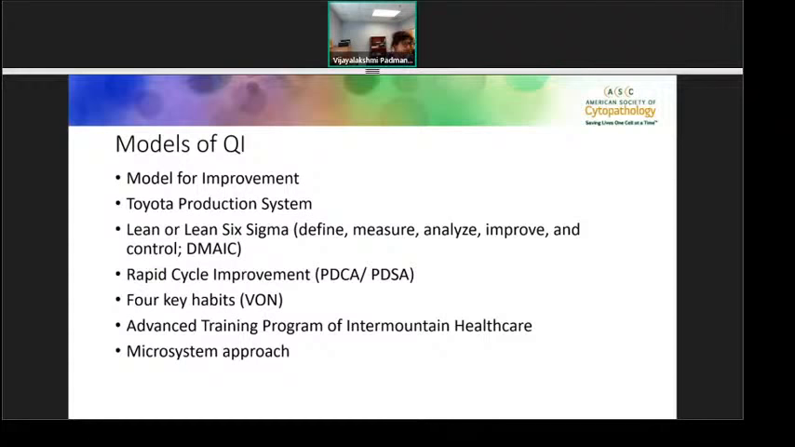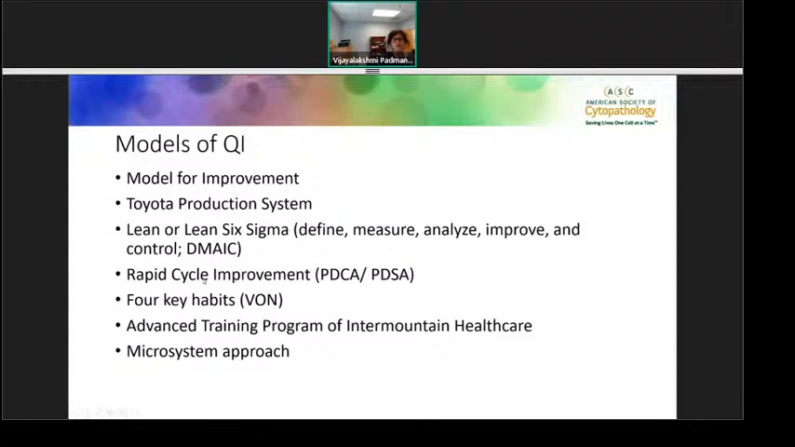So some of the systems are like the Toyota production system, the Lean or Lean Six Sigma system, which uses the DMAIC principle, define, measure, analyze, improve, and control, the rapid cycle improvement or the PDCA and the PDSA cycles, four key habits by the Vermont Oxford Network, which is change, evidence-based practice, collaborative learning, and systems thinking, advanced training program of Intermountain Healthcare, microsystems approach, and so on. These are just some of the models for quality improvement that are there.